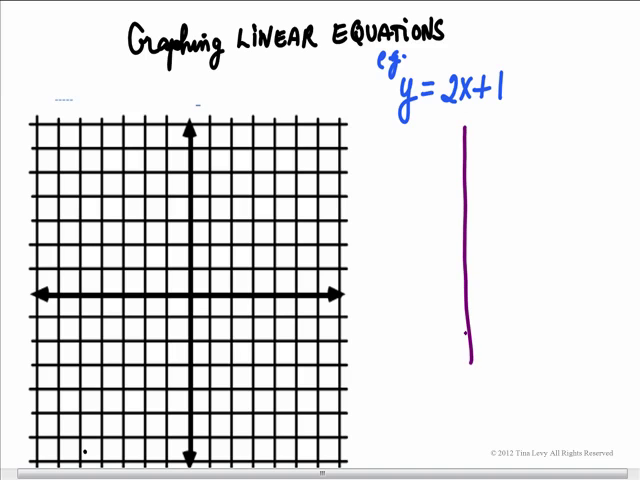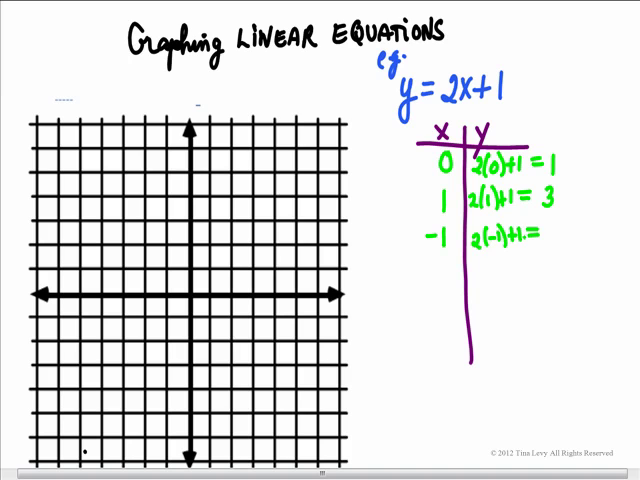To start with, I set up a table. I have x and y. A nice way to do this is to use consecutive positive and negative numbers. So to start with, I'll let x be 0. So y is 2 times 0 plus 1, which is 1. Then I let x be positive 1. So y is 2 times 1 plus 1. 2 plus 1 is 3. Then I'll let x be negative 1. 2 times negative 1 plus 1. Negative 2 plus 1 is negative 1.